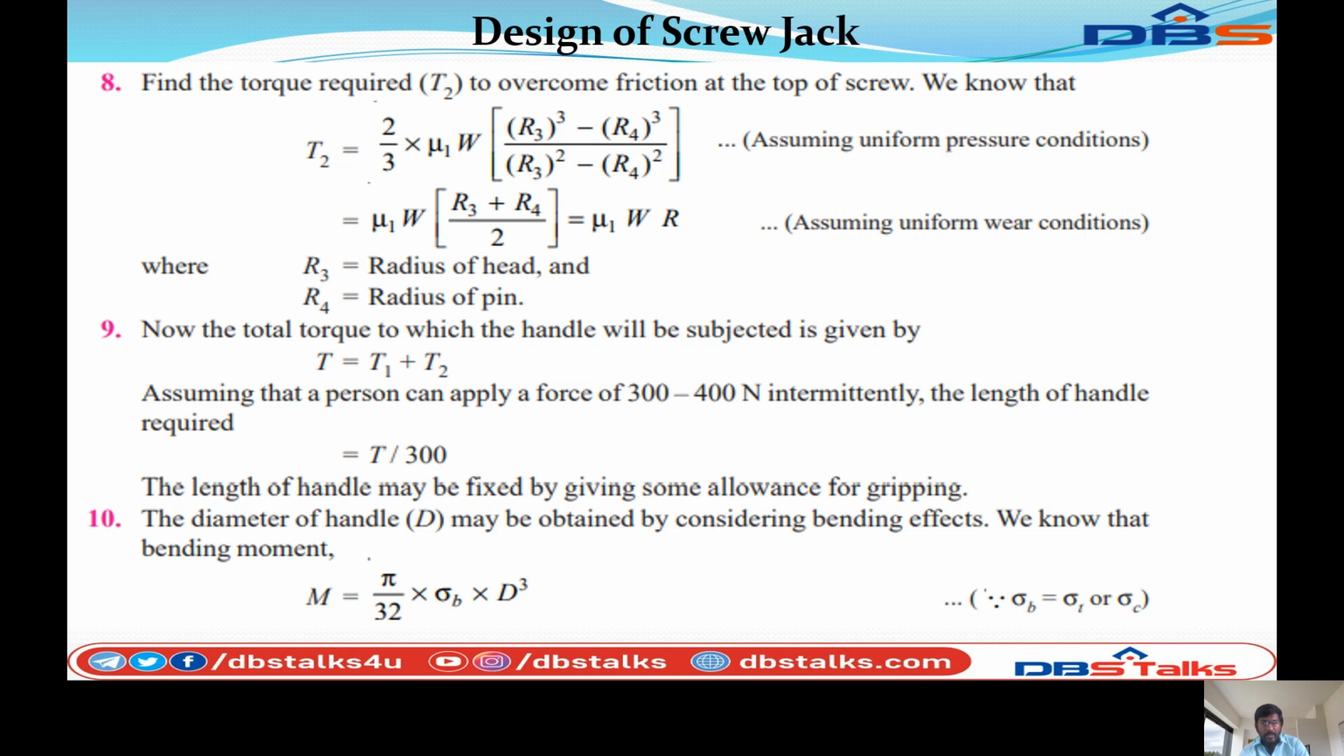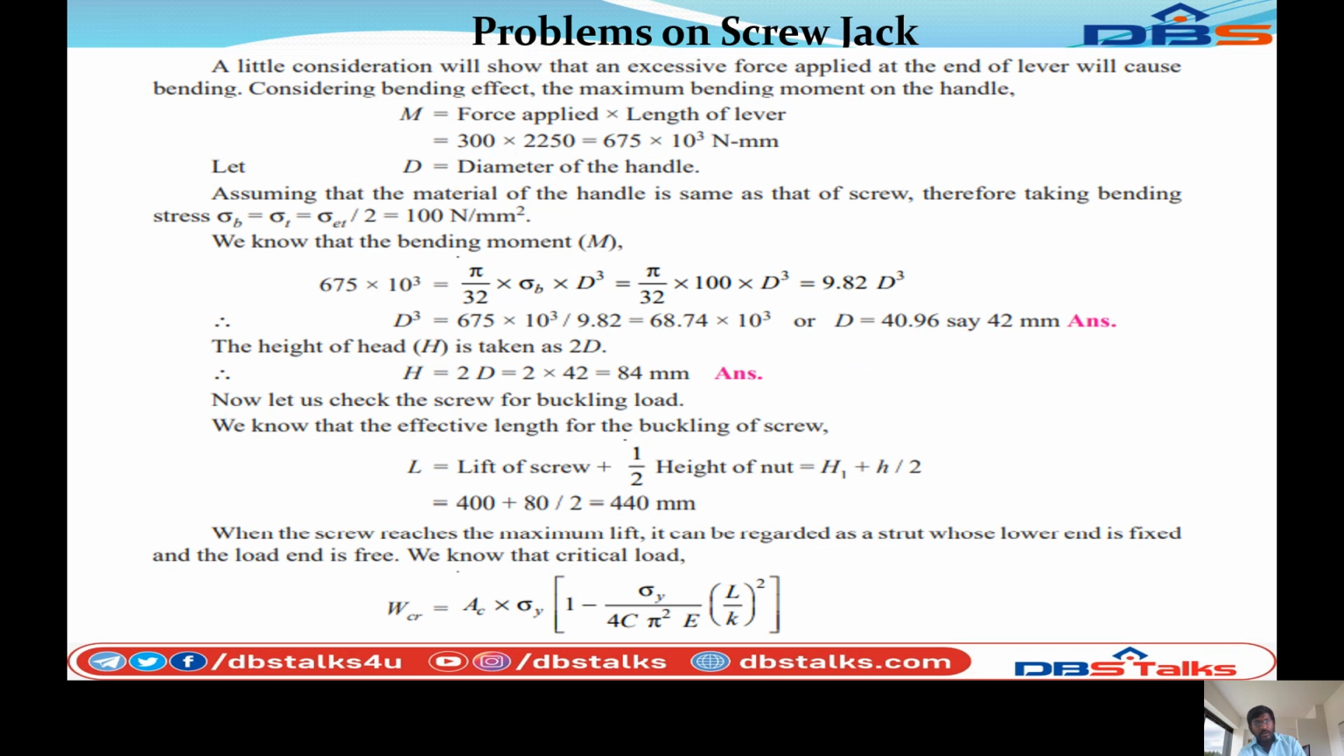Next you can calculate the bending moment M is equal to pi by 32 into sigma B into D cube. This is the 10th step. This way this step is taken in the problem. So M is equal to pi by 32 into sigma B into D cube. Substituting the value, M is 675 into 10 cube, already calculated above.